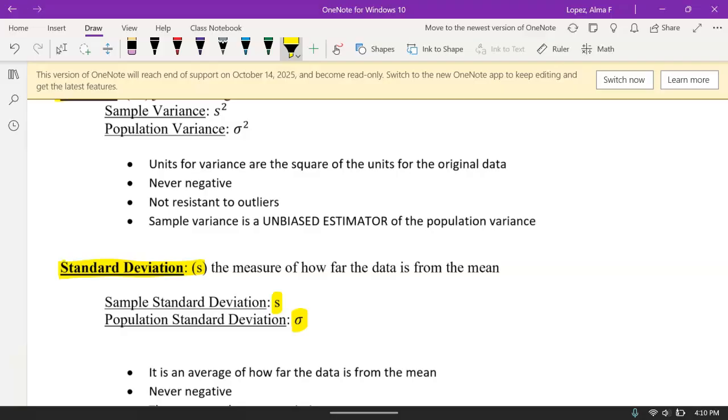So let's write this down. Standard deviation will always be equal to the square root of the variance. Or variance will always be equal to the square of the standard deviation. They are related that way, and it's very important for you to know that.